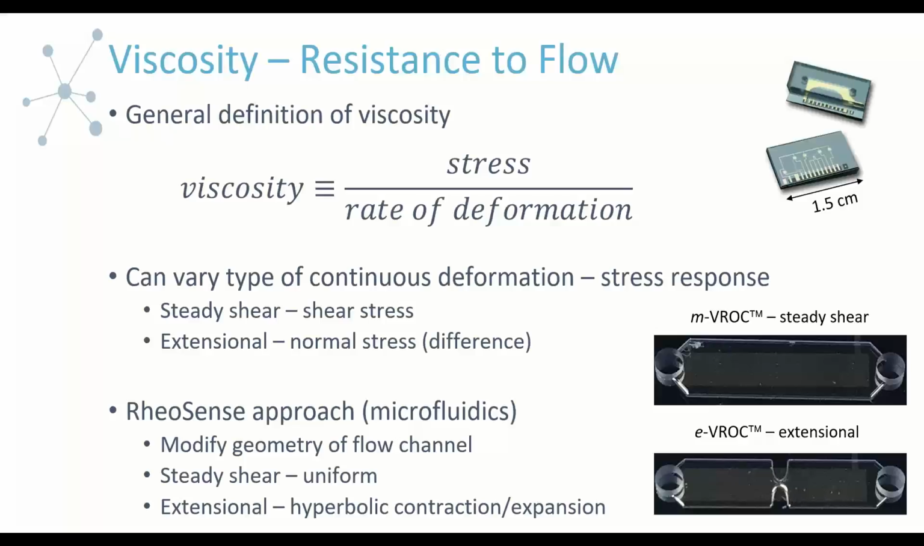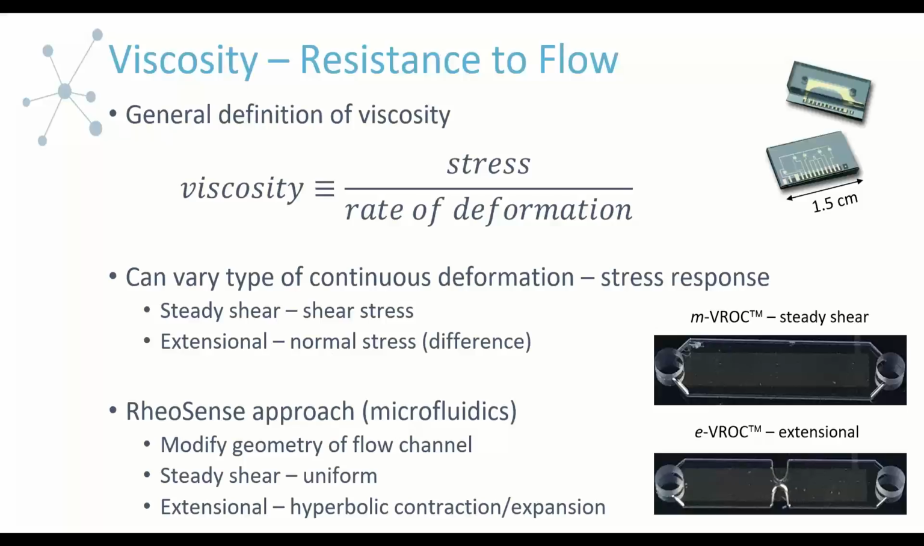So for our technology, we are able to look at different types of viscosities by changing the nature of our microfluidic flow channel. We change the geometry of the channel. If you're familiar with our technology, we have our standard channel, which is a uniform channel to measure steady shear, and then we have our extensional channel, which has this hyperbolic contraction in the center to measure our extensional type of viscosity.